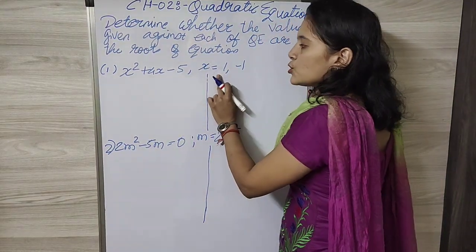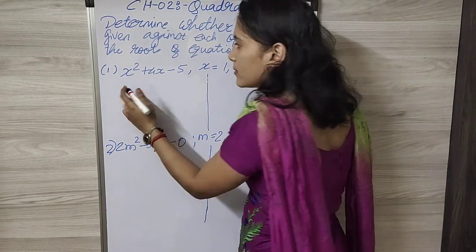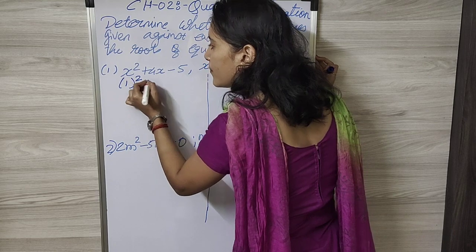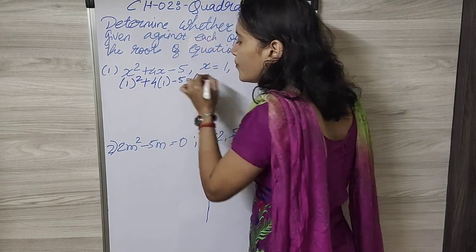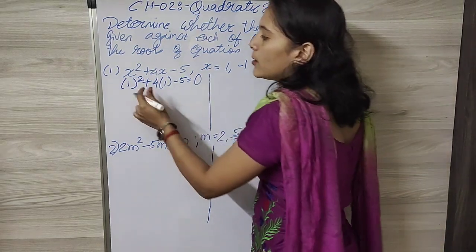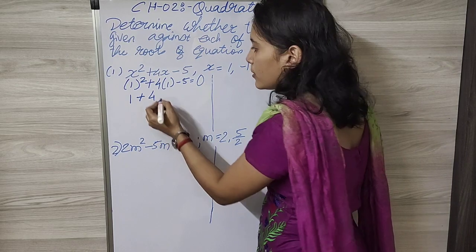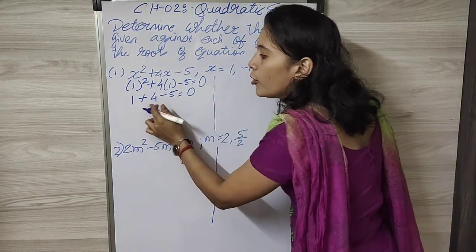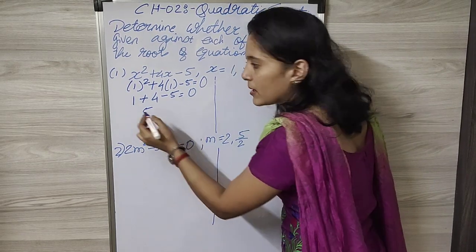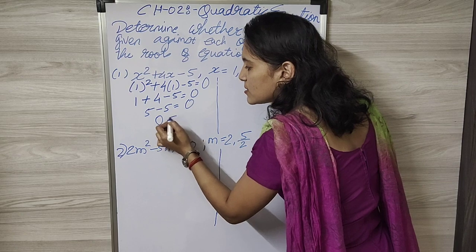So x is equals to 1. In the place of x I am going to replace it by 1. So 1 square plus 4 into 1 minus 5 is equals to 0, right? 1 square, that is 1, plus 4 ones are 4, minus 5 is equals to 0. 4 plus 1 becomes 5, minus 5 is equals to 0.